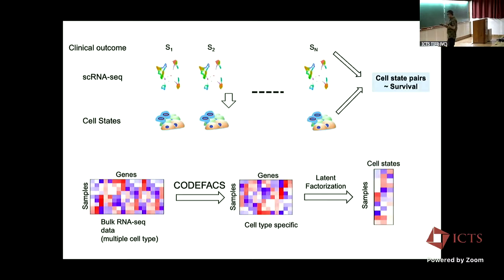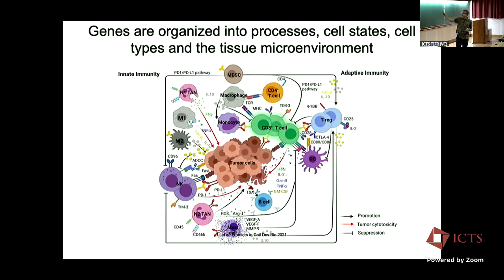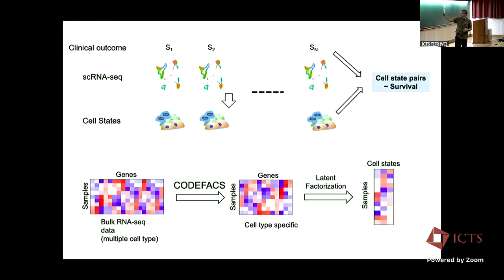So what do we need to do this project? If we had single cell RNA-seq data with clinical outcome, then from single cell RNA-seq data, you could derive cell states, which is not hard, easy. And then you could simply, for each pair of cell states, ask whether it correlates with a specific clinical outcome or not, right? So that would be the obvious thing to do. But this doesn't exist. A large cohort of single cell data with clinical information does not exist.